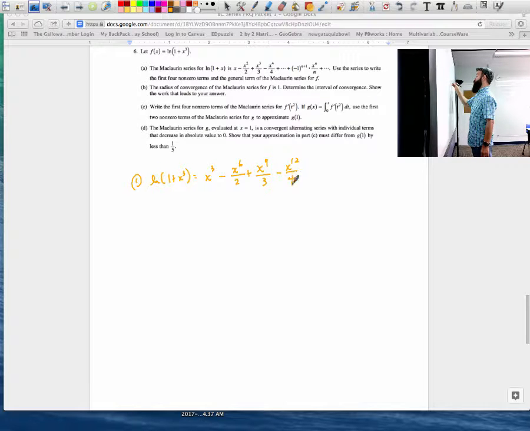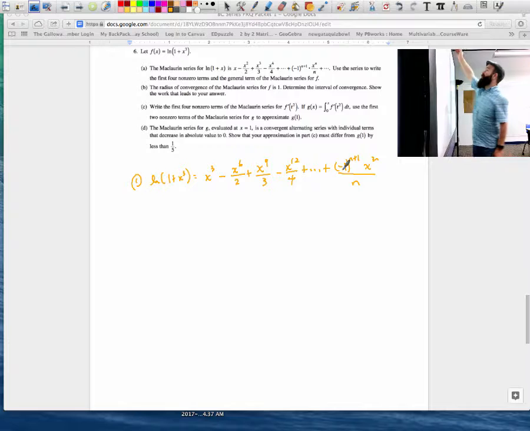And when you write the general term, you can also simply plug in x cubed for the x. So this would still be negative 1 to the n plus 1. This would be x to the 3n, because it's x cubed to the n, all over n. So this is the general term, and these are the first 4 non-zero terms.